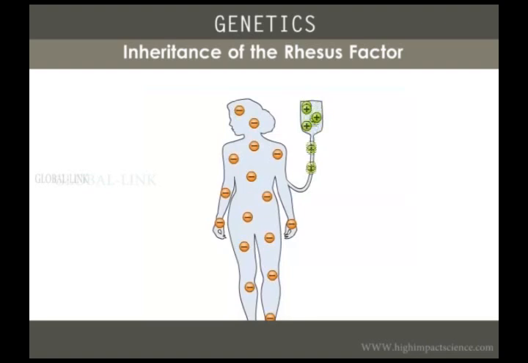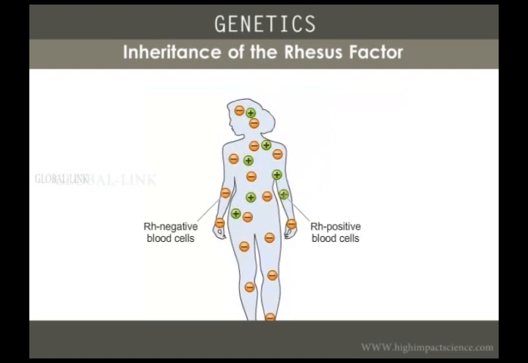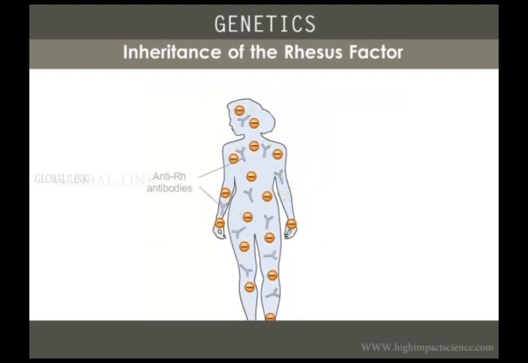If blood from a rhesus positive person is transmitted into a person without the rhesus factor, the recipient produces antibodies against the rhesus factors of the donor. This causes agglutination of red blood cells of the recipient.